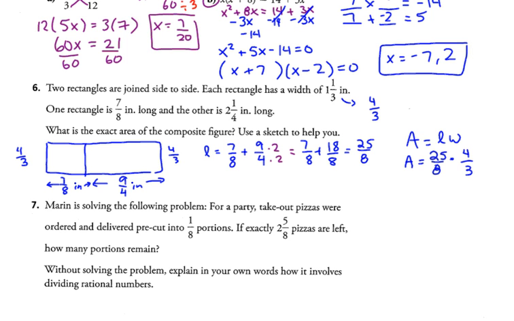Do you want to reduce first? Okay, what can we reduce? 4 and 8 we can divide both by 4. 4 divided by 4 is 1. 8 divided by 4 is 2. 25 times 1 is 25, and then 2 times 3 is 6. There's our area, and that would be 25/6 inches squared.